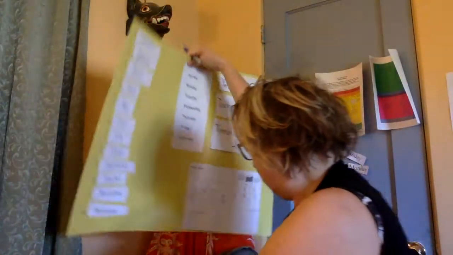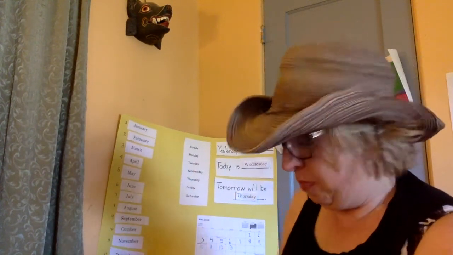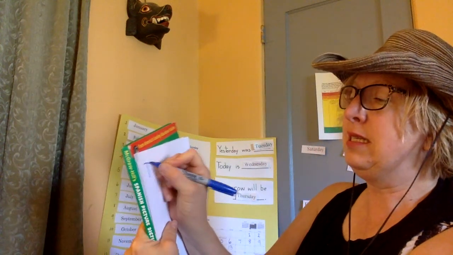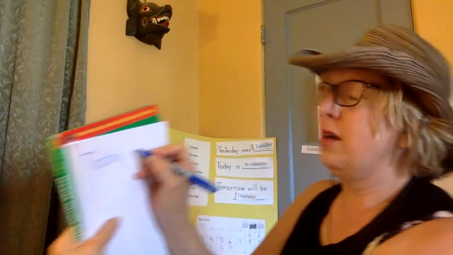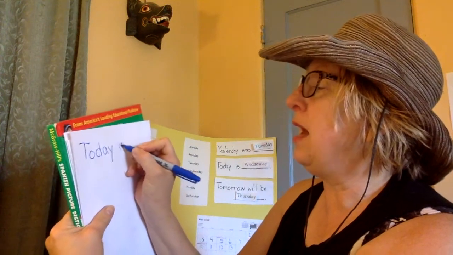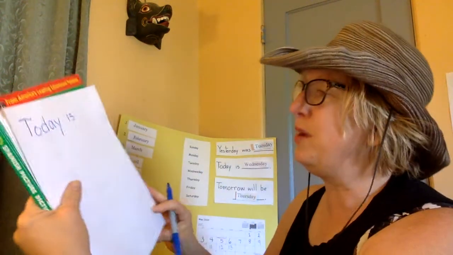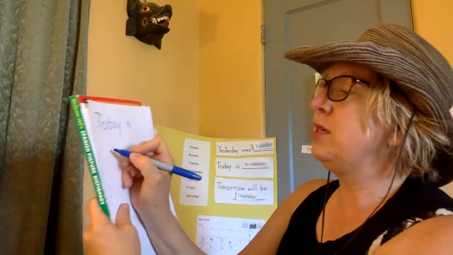So let us practice writing. Here's my hat. I was looking all over for my cowgirl hat. There I am with my cowgirl hat. And I need my piece of paper and my book to support me. And we're going to write, today is Wednesday. So we start with a capital T, T-O-D-A-Y. And then the word is, which is a trick word, I-S, is. And I do not have enough room for the word Wednesday. Wednesday is a long word, so I'm going to do it down here.